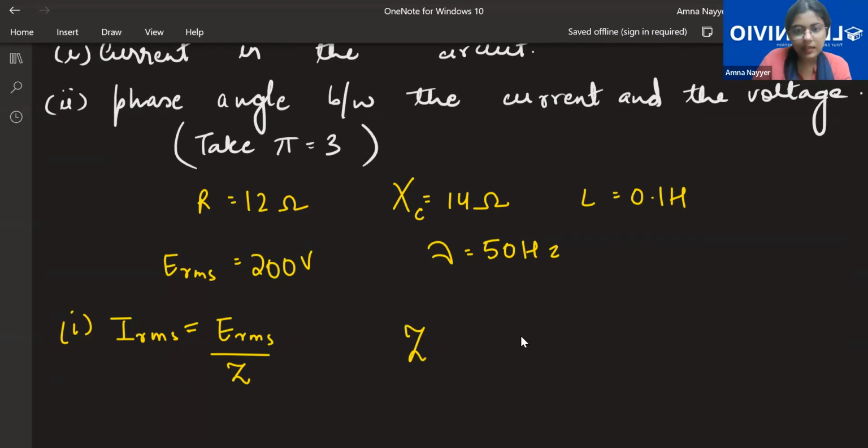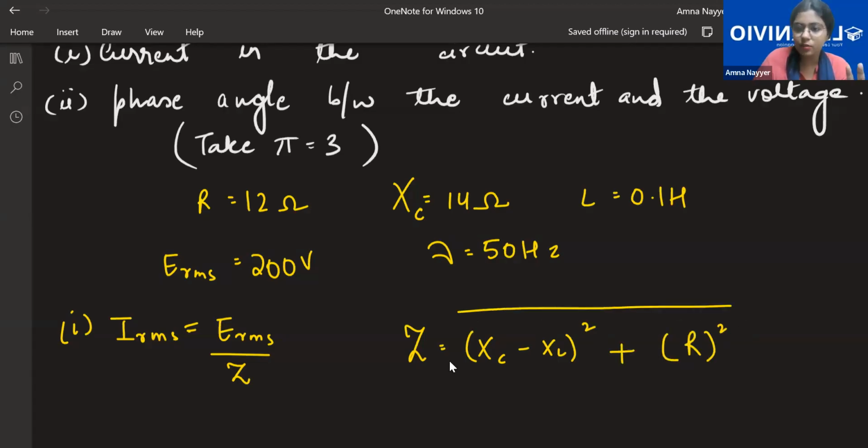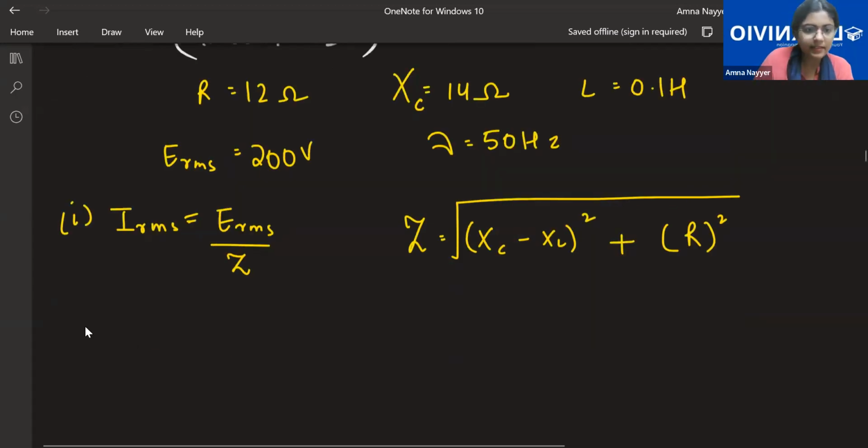So Z is equal to under root XC minus XL whole square plus R square. To calculate the Z, I need XC, XL, and R. R is there, XC is there. So what is missing? XL. So how to calculate the value of XL?